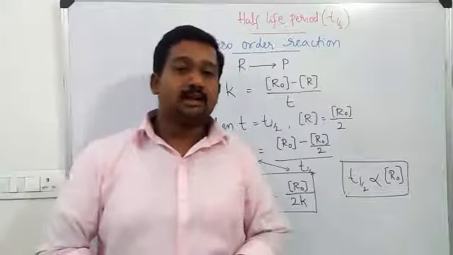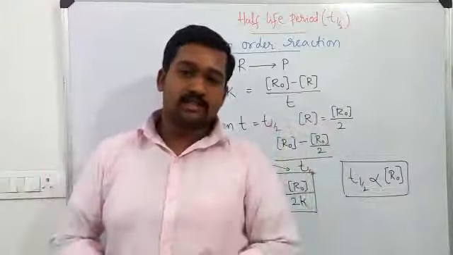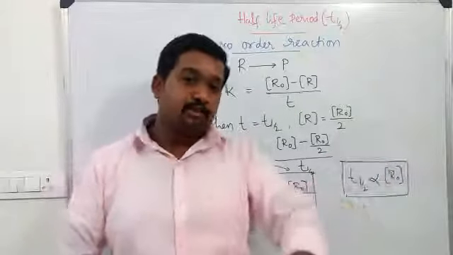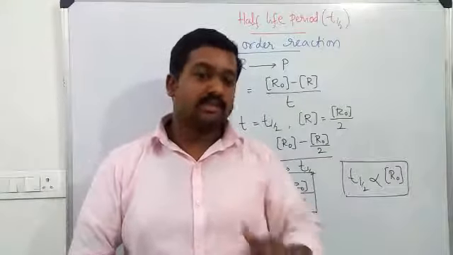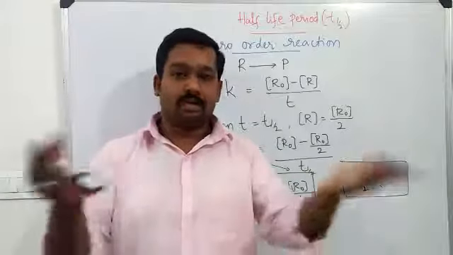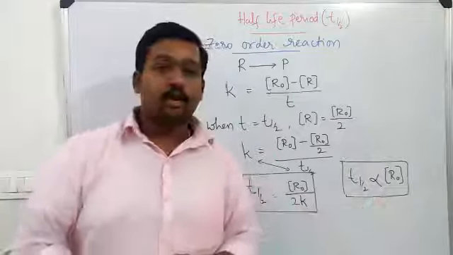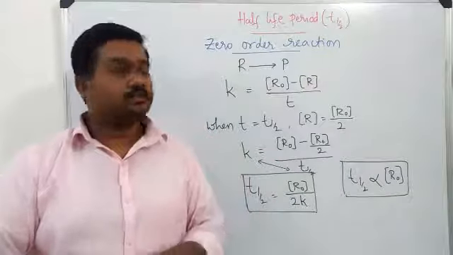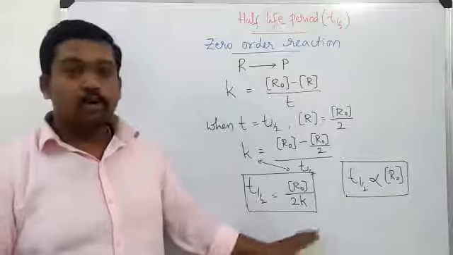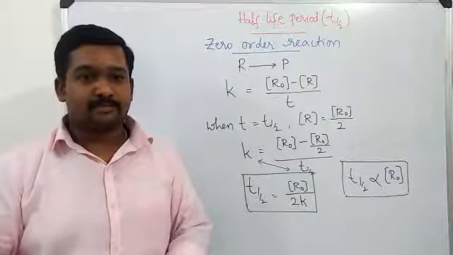To give you an example, if I say 10 mole per liter was the initial concentration and half-life was 10 minutes, definitely if R0 is changed to 5 mole per liter, if the concentration is reduced, half-life of this reaction will also be reduced to maybe 5 minutes. Like that, half-life depends directly on initial concentration of the reactant during a zero order reaction. Now we will see first order reaction.